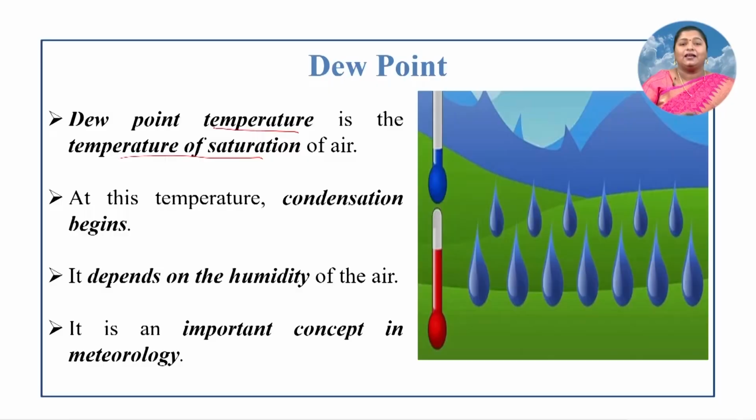If the air rises and the cooling process happens continuously, it attains one stage, the freezing stage. At that point, what happens? The dew point is reached. What does the dew point support? Condensation begins. The dew point supports condensation. It depends on humidity. This is mainly because of the humidity process. In meteorology, again and again we discuss humidity, condensation, evaporation, and the dew point is also one of the important factors for the formation of clouds.